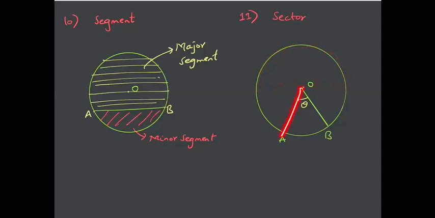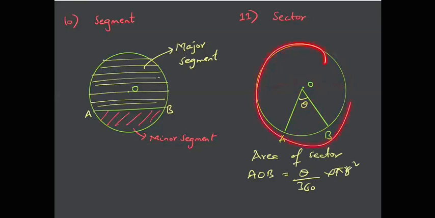So if an arc AB is subtending theta at the center, then what is the area of this sector? So area of sector AOB is theta by 360 into pi r square, right? Because the full circle, that is 360 degrees, is equivalent to area of pi r square. Then theta is equivalent to area of pi r square by 360 into theta. Fine. And similarly, we can write the perimeter.